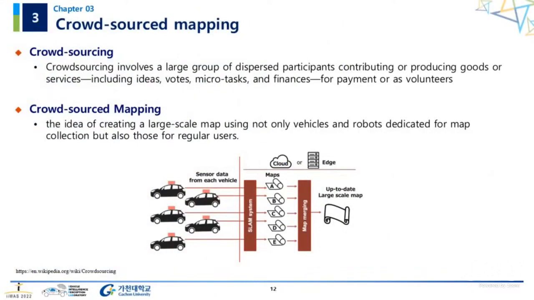The dictionary definition of crowdsourcing is as follows. Crowdsourcing involves a large group of disparate participants contributing or producing goods or services, including ideas, both microtasks and finance. So, if we compare it to the mapping system, crowdsourced mapping is the idea of creating a large-scale map using not only vehicles and robots dedicated to map creation, but also those of regular users. So the user's vehicle makes the map. At the same time, it can collect the sensor data and upload it to a central server such as the cloud.